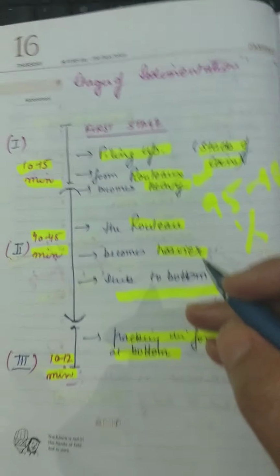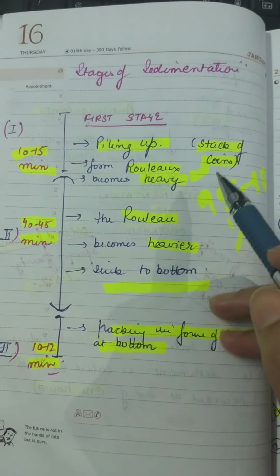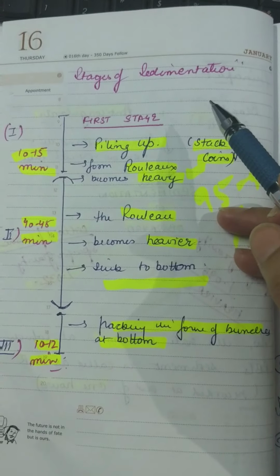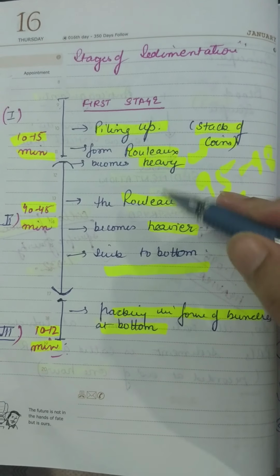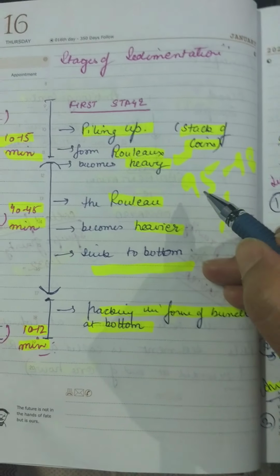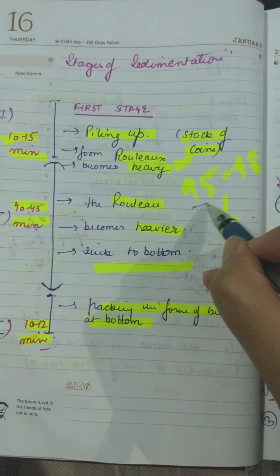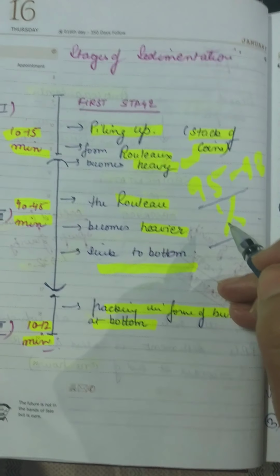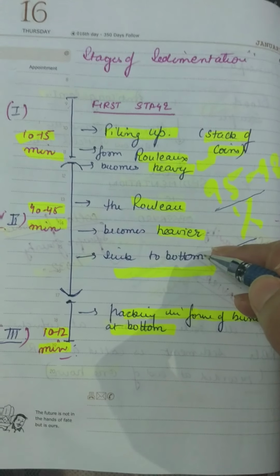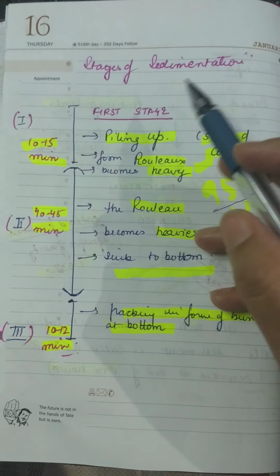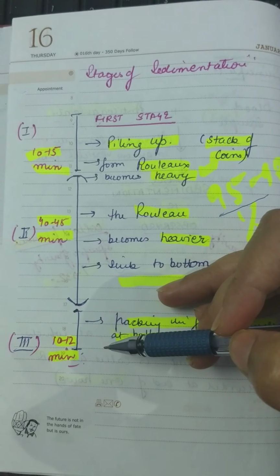Next we move to the stages of sedimentation, which will also serve as a part of the principle, because we are reporting the result in 1 hour. Most of the settling, that is 95 to 98%, takes place in the initial hour, in the first 1 hour of the placement of the sample in the tubes. So there are in all 3 stages of sedimentation.